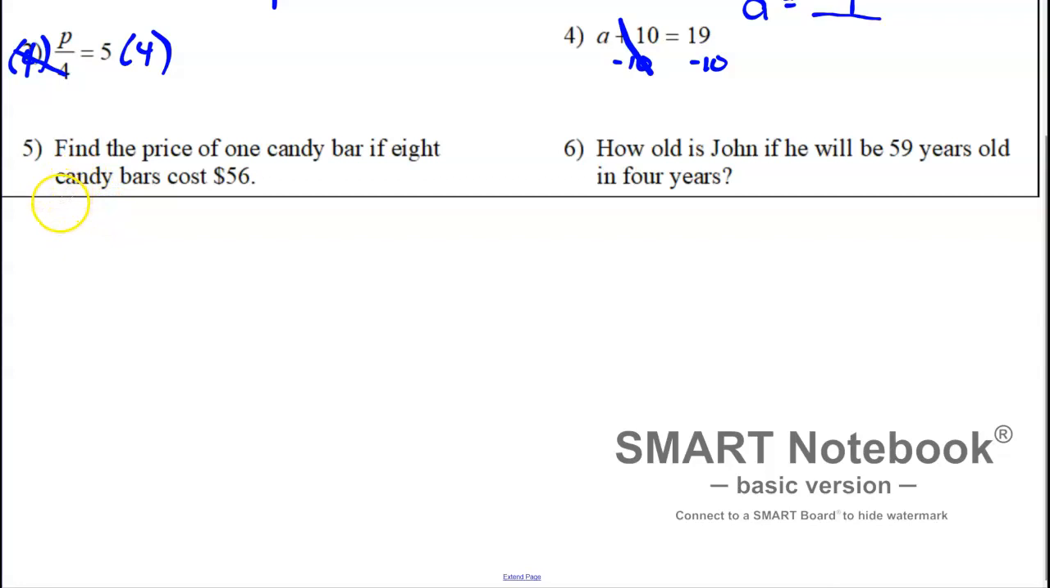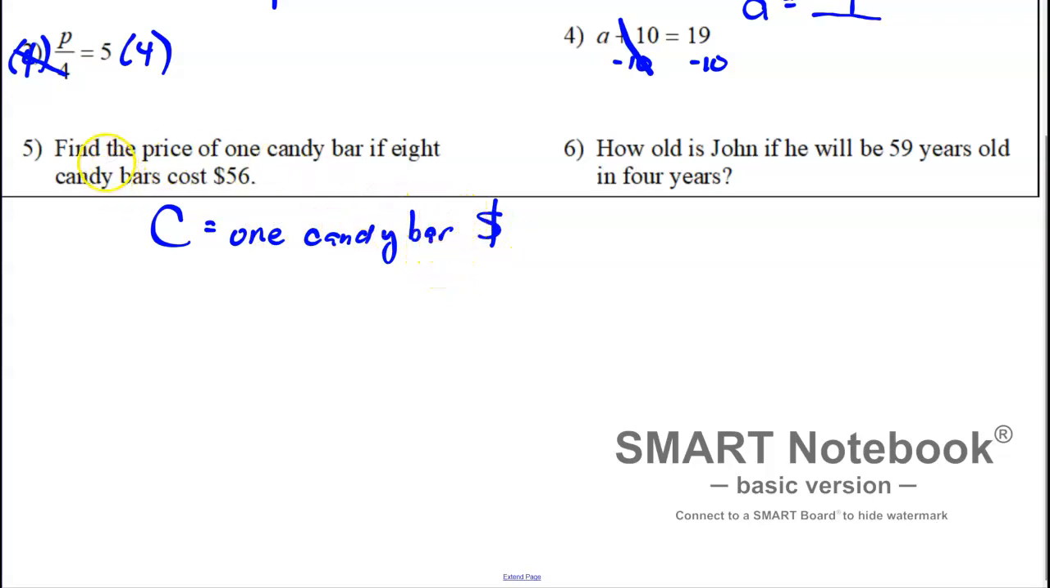Now here, from your content objective, you want to model these one-step equations. So let's see if that's true. Number 5. Find the price of one candy bar if 8 candy bars cost $56. With these, the important thing is to identify the variable. They didn't give it to us, but you can come up with one yourself. So for 1 candy bar, I'm going to say that C equals 1 candy bar. Okay? Find the price. And we could even put a dollar sign: 1 candy bar, the dollar amount.